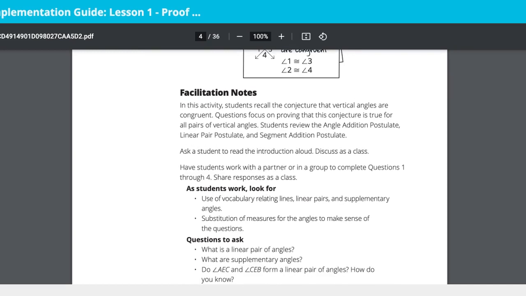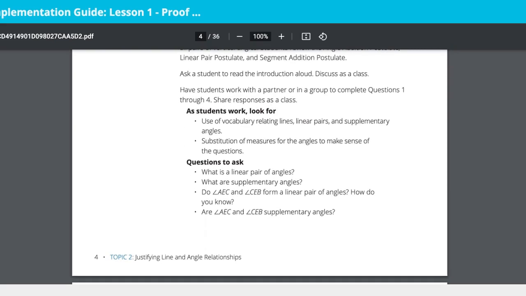You say, okay, first, the student read it out loud. Then I'm gonna have y'all student in your table with your shoulder partner work for approximately 5 to 10 minutes, and then I'm gonna have a student come share. And then it says this: as the student are working, right? Let's say you give them 10 minutes to work. As students work, look for the following. It says look for the use of vocabulary relating to lines, linear pairs, supplementary angles. Look for substitution of measures of the angle to make sense. So it kind of gives you some idea what you're looking for when the students are working.